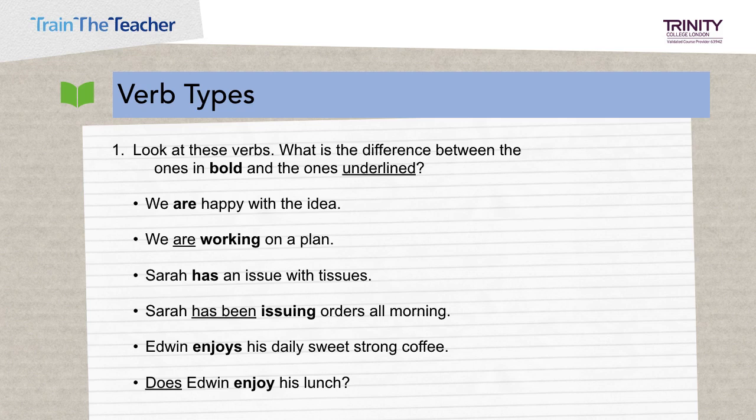Think first. What are the main types of verbs? Discuss this with your partner or group now, or think about it individually. If you have discussed it or thought about it, now do exercise 1. We have 6 sentences here. What is the difference between the verbs in bold and the ones underlined?